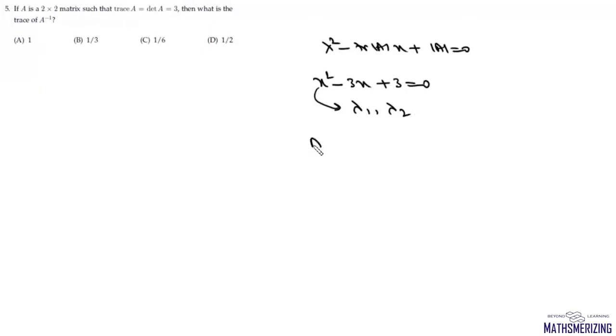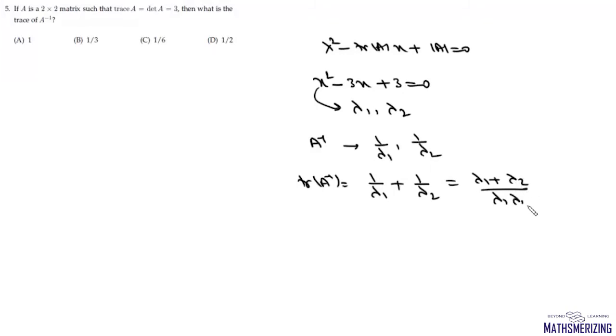Now for A inverse, eigenvalues will be 1 upon lambda 1 and 1 upon lambda 2. So trace of A inverse will be sum of eigenvalues, which is 1 upon lambda 1 plus 1 upon lambda 2, and it will be simply (lambda 1 plus lambda 2) upon lambda 1 into lambda 2. Now lambda 1 plus lambda 2 is sum of roots, which is 3, and lambda 1 into lambda 2 is product of roots, which is again 3.